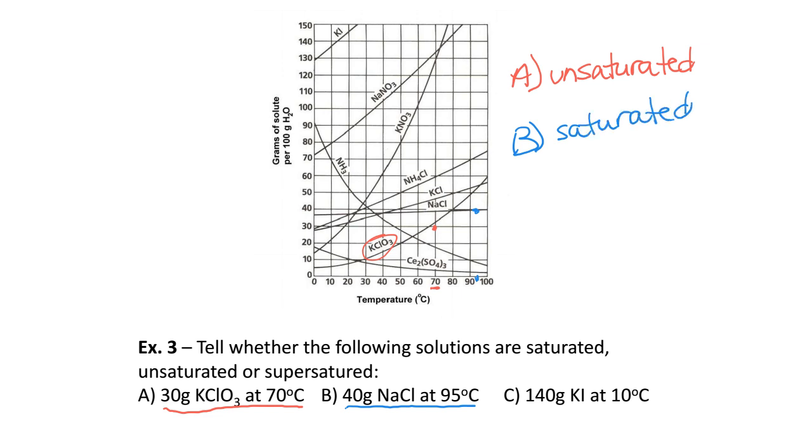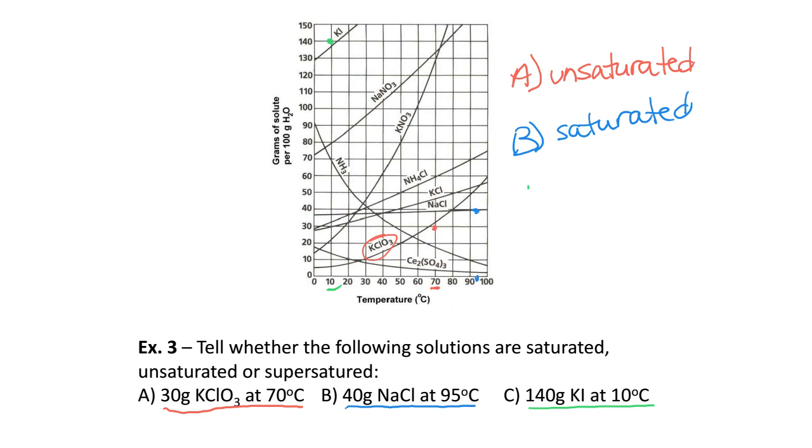Okay, it is on that solute line. Now let's look at C. We have 140 grams of KI at 10 degrees Celsius. So I'm going to find my 10 degrees, and I'm going to go up to 140 grams.